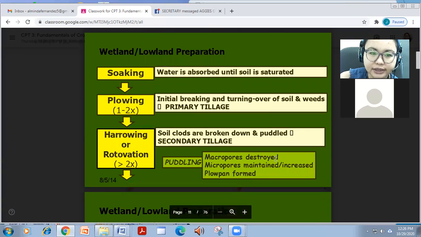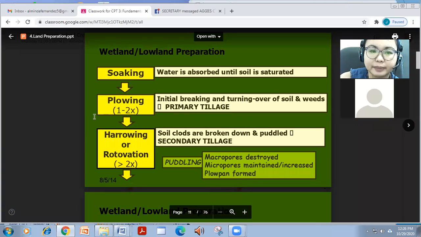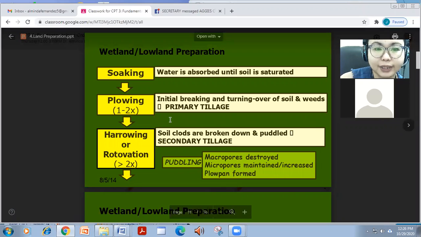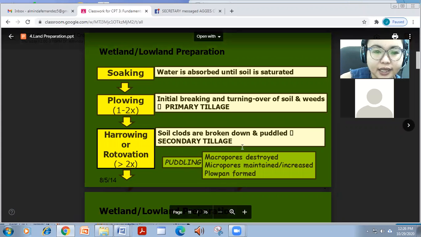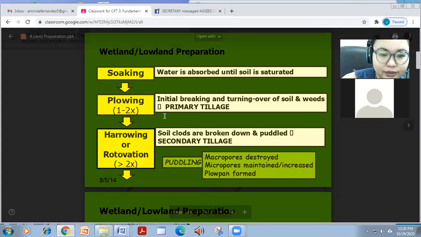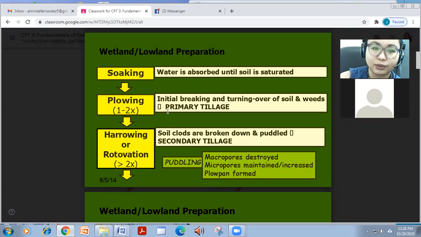So what are these wetland or lowland preparations? First, water is absorbed until soil is saturated. So for wetland, of course, most of our rice fields are irrigated through rain fed. We just depend on the rain.